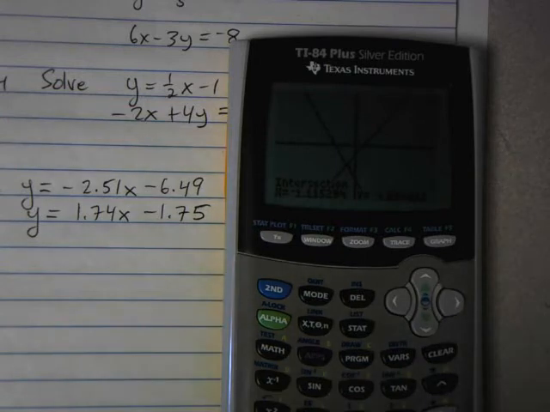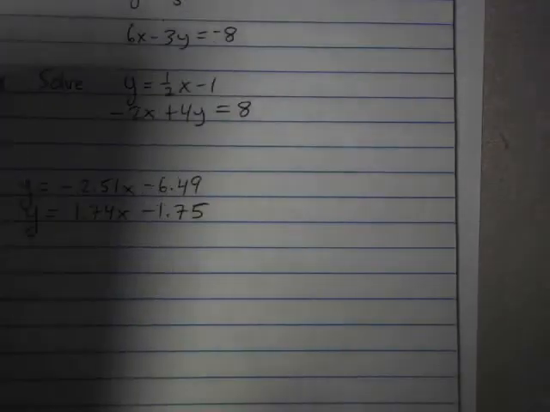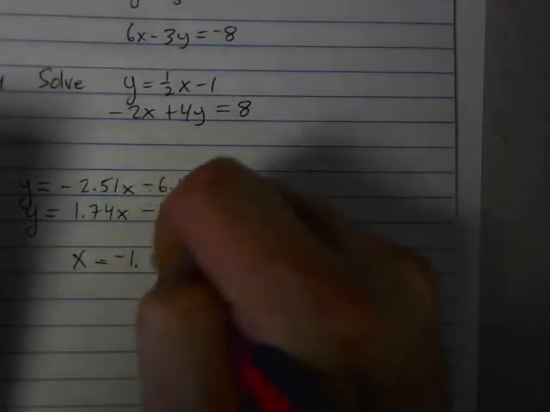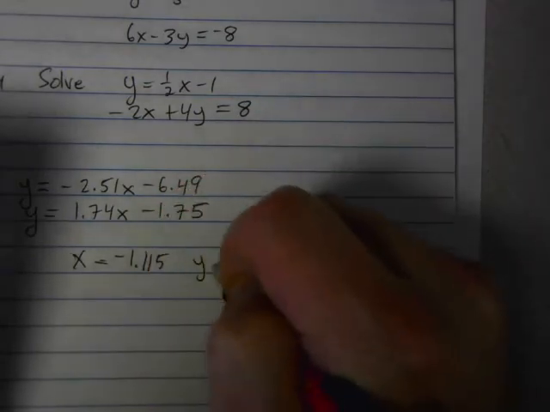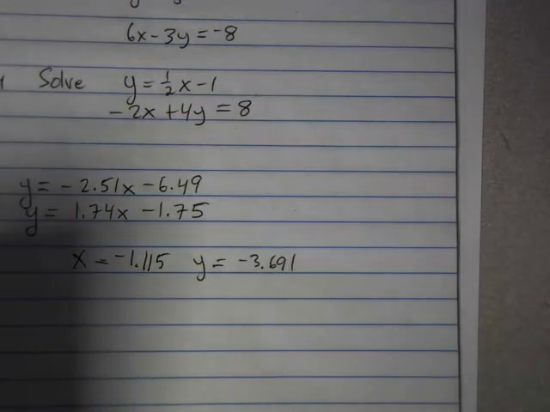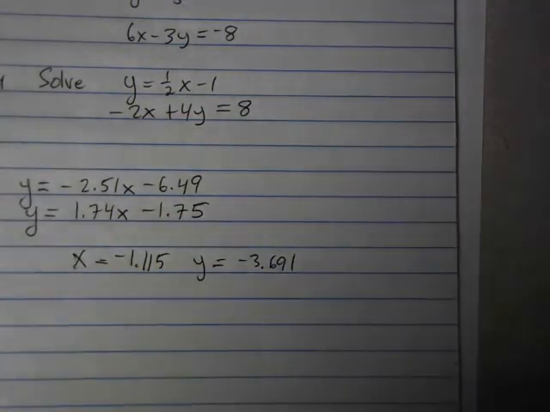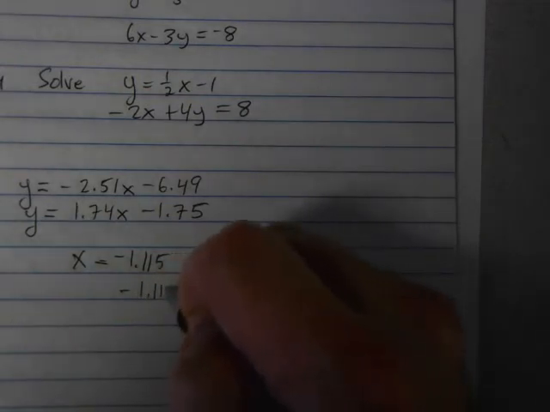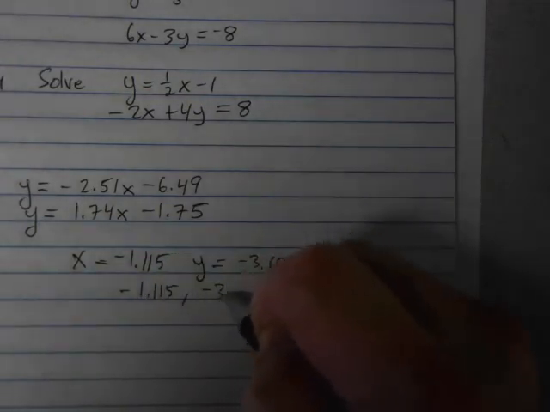and it finds it. So my answer for this would be, I have to pick up the calculator so I can see it a little better, x equals minus 1.115, y equals minus 3.691, rounding to 3 decimal places. So we could write that as a point if we wanted to also, minus 1.115, minus 3.691.